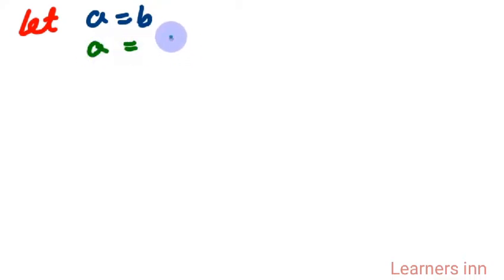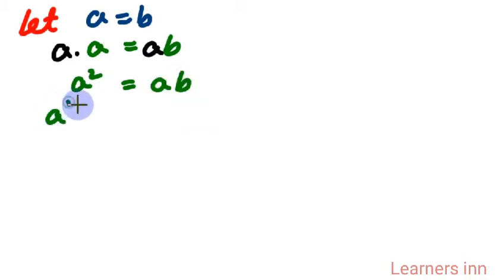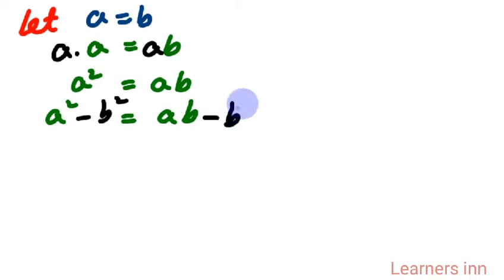First of all, I will let A is equal to B. After that, I will multiply both sides by A. Left side will be A square and the right side will be AB. After that, I will subtract B square from both sides: minus B square and here minus B square.